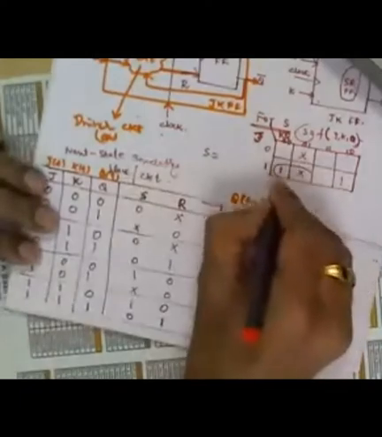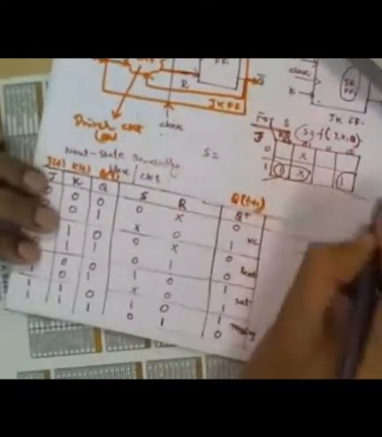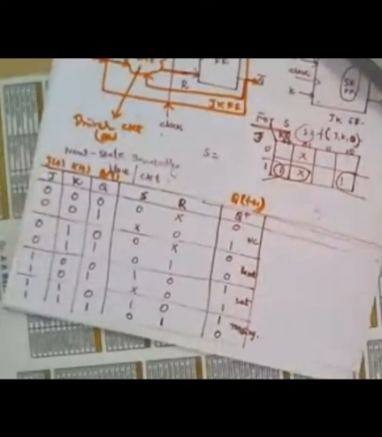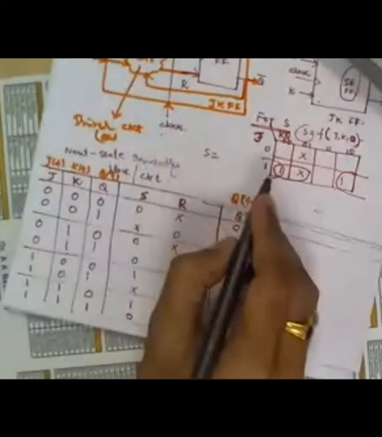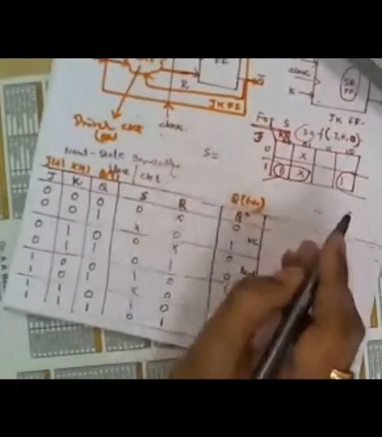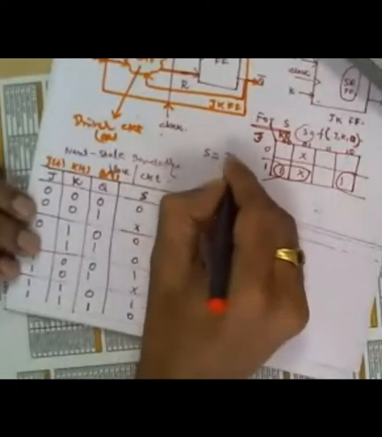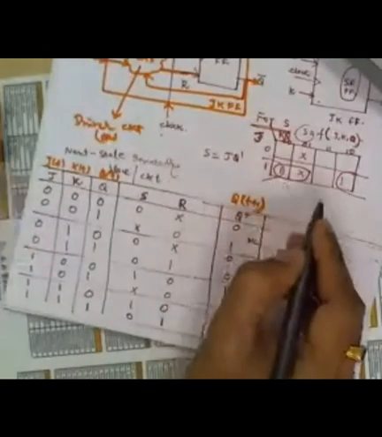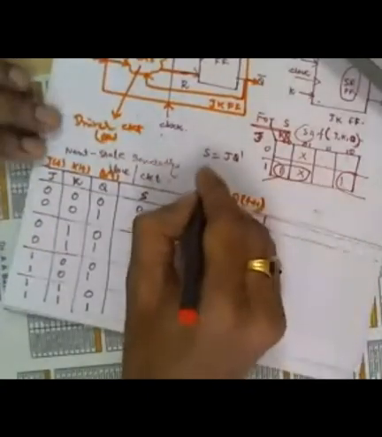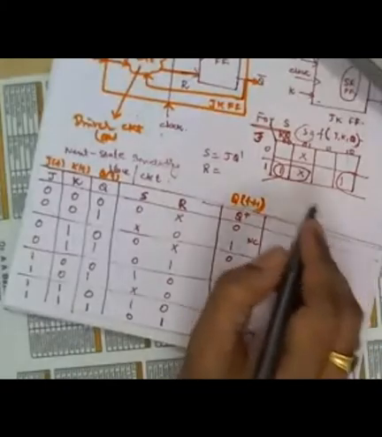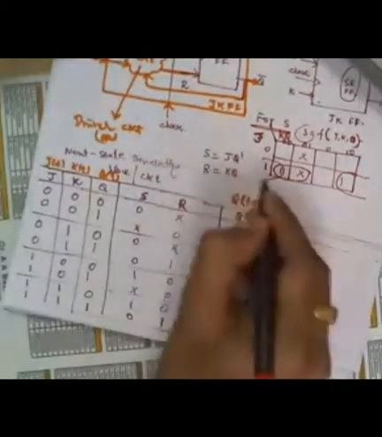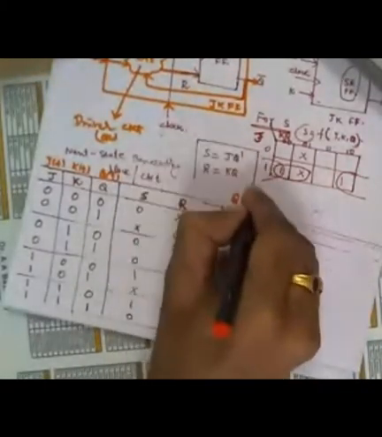JQ bar. Here one group. Correct? Like that, JQ bar plus JK bar. S is equal to what? S equals JQ bar. And R equal to KQ. This is the equation we got now.